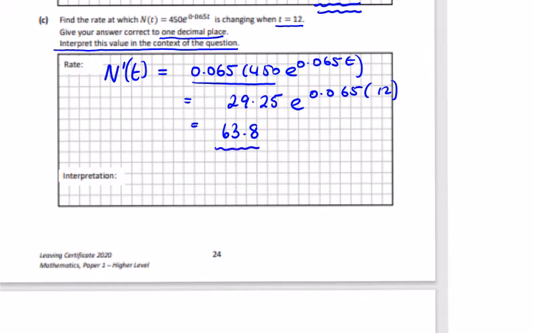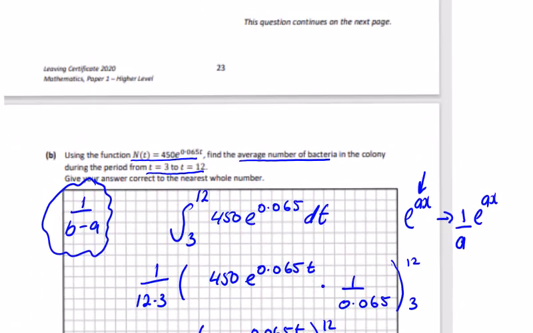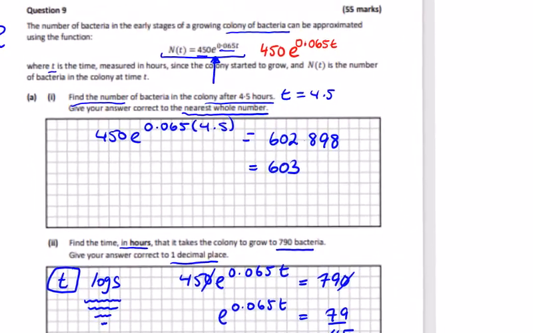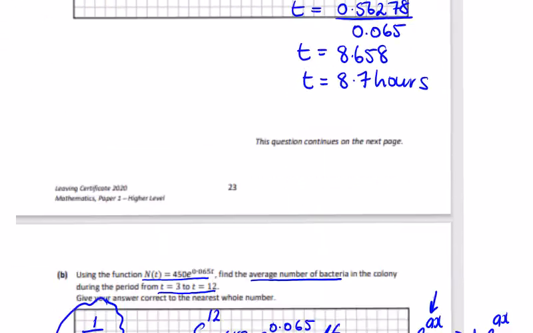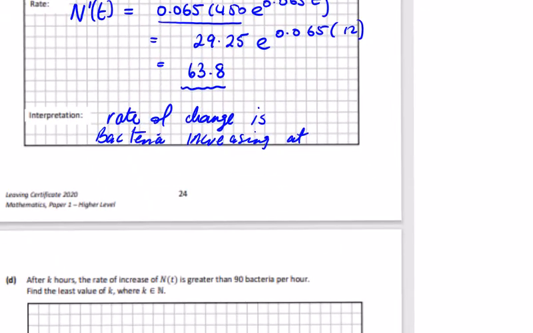Well, it's a rate of change question. So what's happening here? The rate of change is bacteria increasing at... does it give us any information about the bacteria other than the basics, just bacteria? So it's increasing, they're starting to grow, and at any time t, so we've just got for t equals 12, the bacteria are increasing at a rate of 63.8 when t is equal to 12.